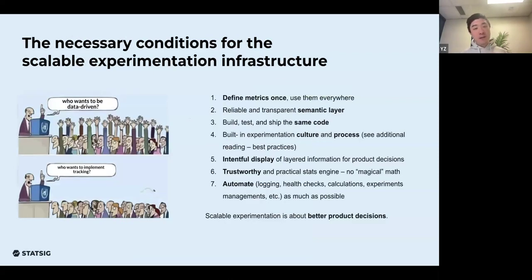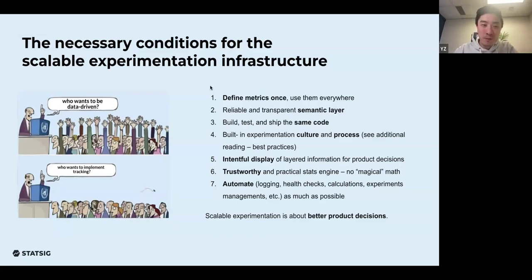And to summarize a few necessary conditions for scalable experimentation infrastructure: for people who have scalable experimentation infrastructure, they know all these things are there. But for people who do not have the scalable infrastructure, this will seem almost fake. So you can check your own organization, which one it is.